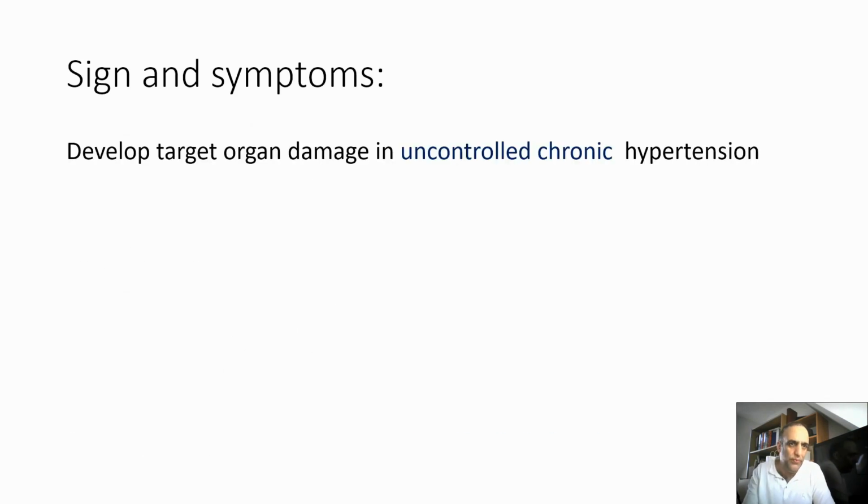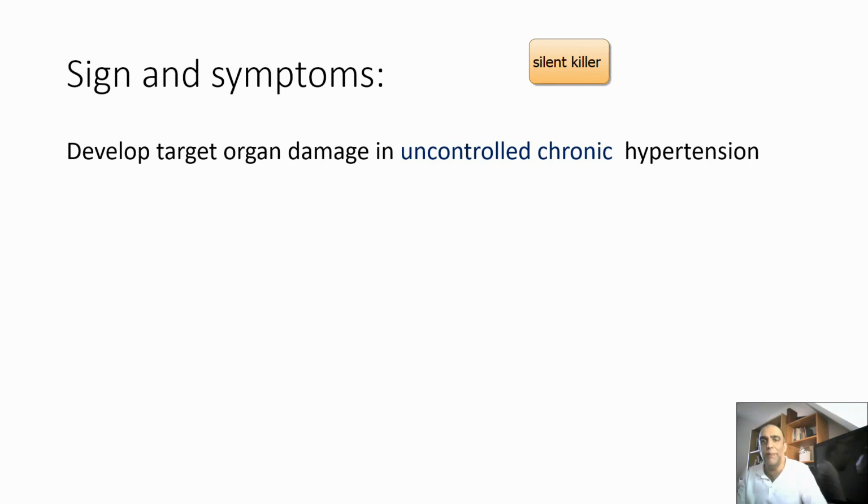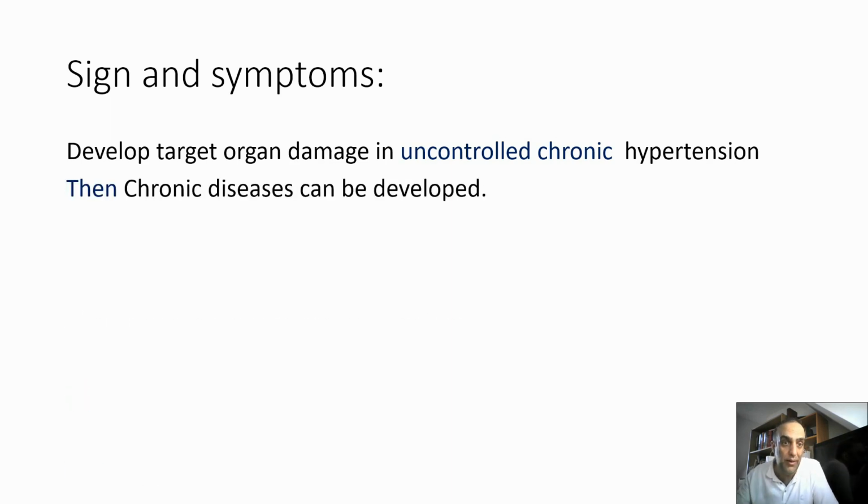Signs and symptoms. Usually hypertension doesn't have any sign or symptom, and in some people, because of high blood pressure, he or she cannot feel anything. Because of this, we sometimes say hypertension is a silent killer. But if we couldn't control the blood pressure and we have hypertension for a long time, target organ damage develops and uncontrolled chronic hypertension happens. In this situation, chronic disease can develop.